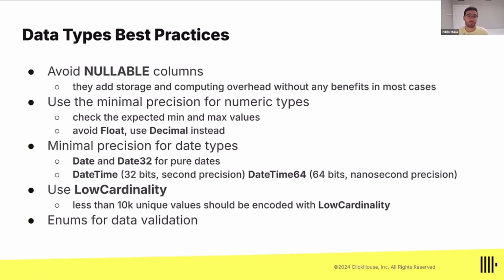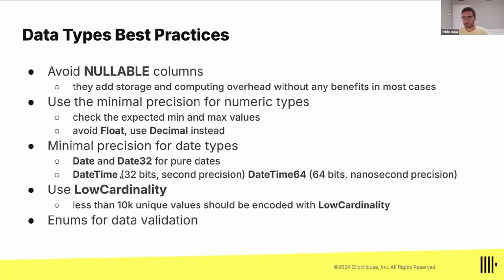Use minimal precision for numeric types. So check the expected min and max values. We actually do that in the labs. Avoid float, use decimal instead. We do all those things in the lab. Minimal precision for date types. So Date and Date32 for just the date. And DateTime, so the 32-bit for second precision and the 64 for nanosecond precision. In this case, DateTime would be more than enough.